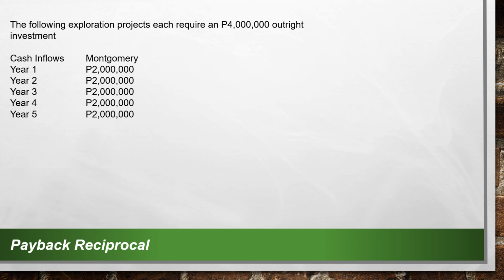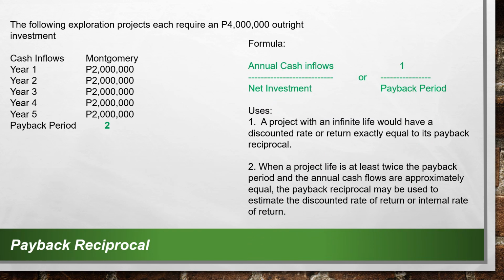So we have here our third non-discounted model. We have the payback reciprocal. So payback reciprocal, so just invert the payback. Okay, so for Montgomery again, we have the payback of 2 years. So the formula again for payback reciprocal is 1 divided by payback period, or the inverse of the payback formula, annual cash inflows divided by net investment.